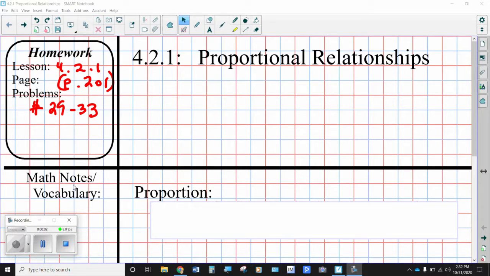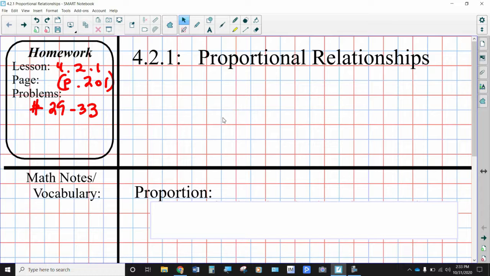Alrighty, let's take a look at lesson 4.2.1. This is called proportional relationships, and this is going to introduce you to the big idea of seventh grade about what constitutes a proportional situation.